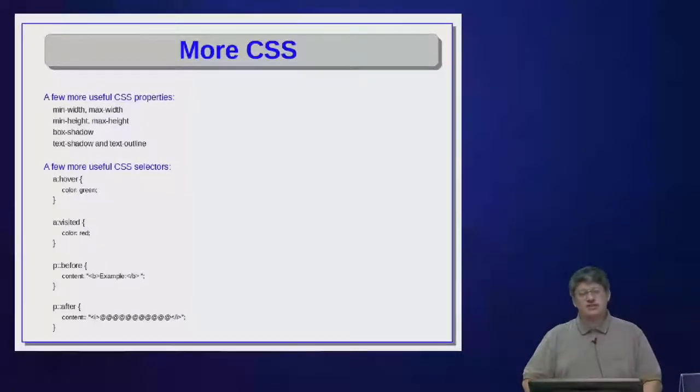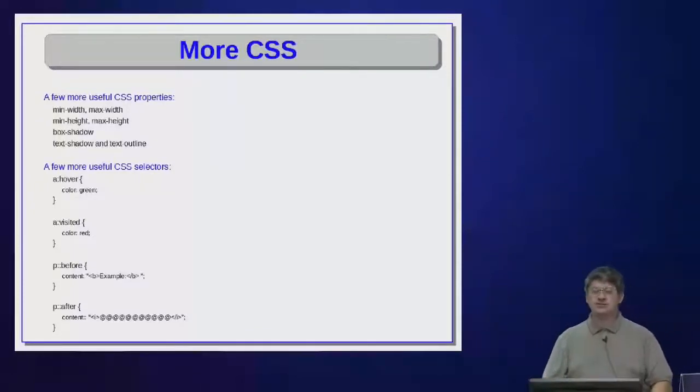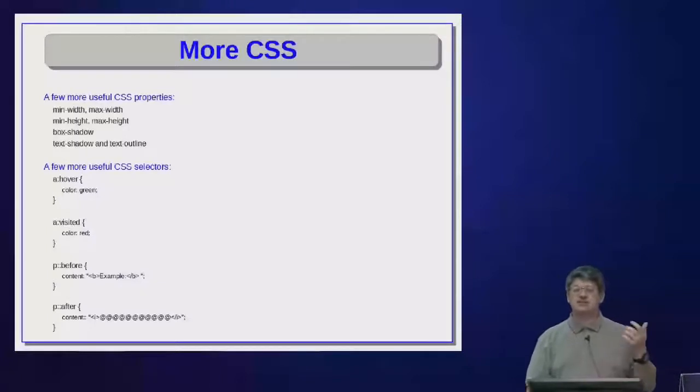I can also give things shadows. So this is kind of a neat effect. I can set what's called the box shadow, and it'll kind of make a drop shadow underneath the block level element that I'm styling. Or I can use text shadows and text outlines to do some kind of special effects on my current character set, my text.